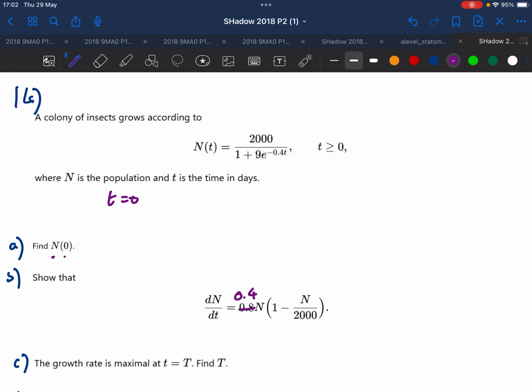Well, t is 0 is what this is saying to us. Okay, and then that is going to impact this bit up here. So it's going to end up becoming sort of an e to the 0. And remember that e to the 0 is 1. So in effect, what you'll get here is 2000 over 1 plus 9 e to the 0, which is 1 plus 9. Okay, it's 200. So let's try the harder bit.